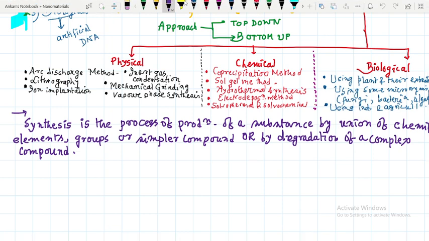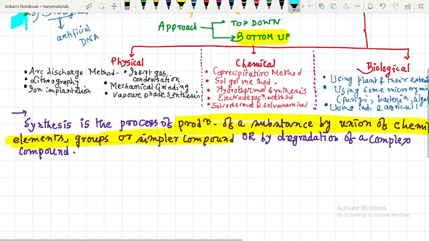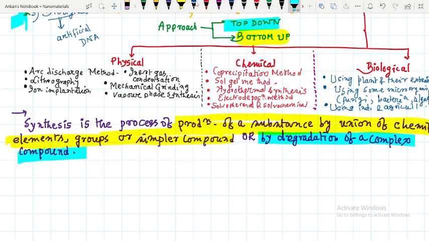You have to understand the style. Here, the sentence involves two parts. The first one is that synthesis is the process of production of a substance. Let me highlight the thing which I want to show you. The production of a substance by union of chemical elements, groups or simpler compound involves the bottom up technology or bottom up approach, and the last line, or by degradation of complex compound, involves the top down approach.